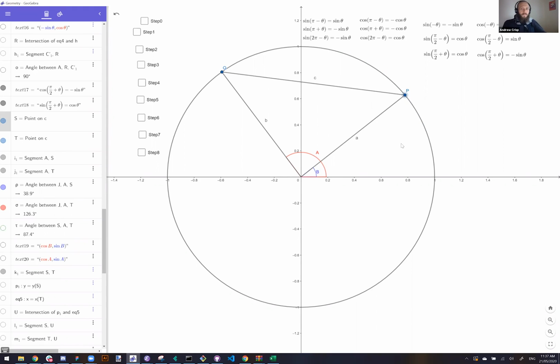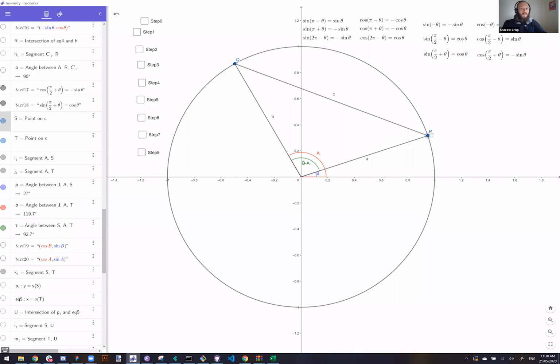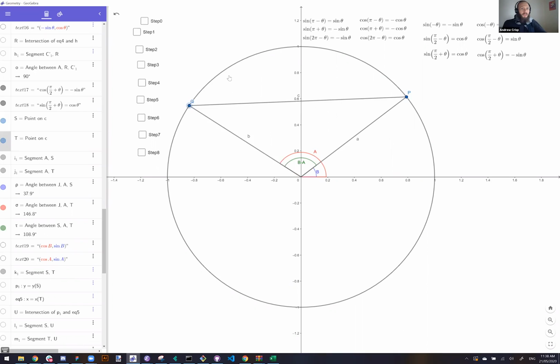Having played with these points a little bit, I'm now going to introduce an angle, this one here, the angle inside the triangle. This time, as I move point P around, B changes, so B minus A changes as well. And as I move Q around, A changes, so B minus A changes on top.